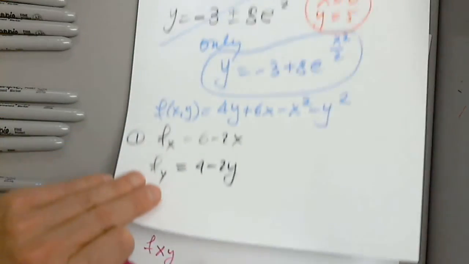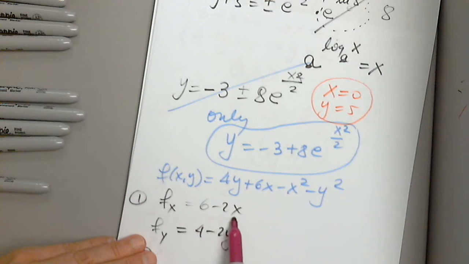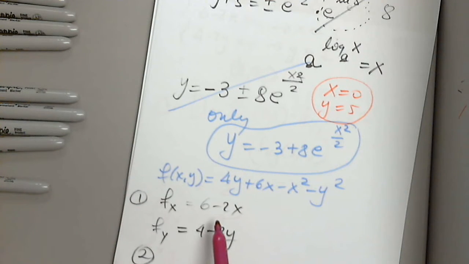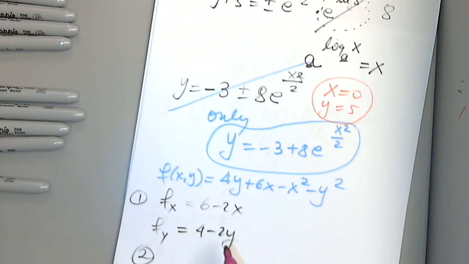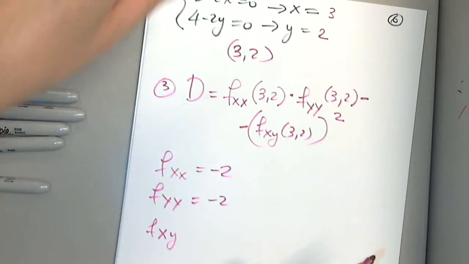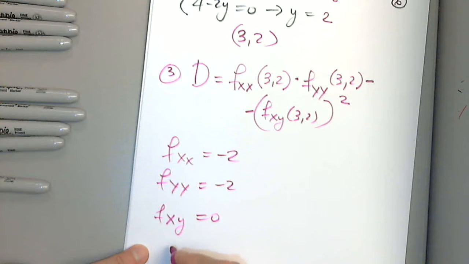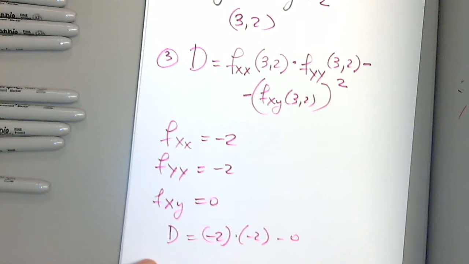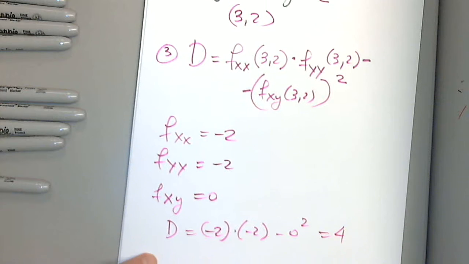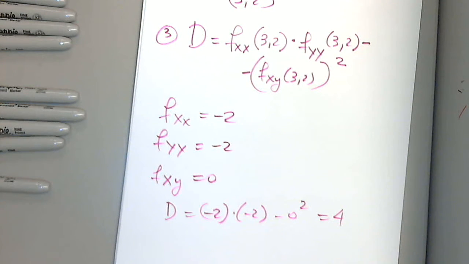So let's go to this one. So let's differentiate this with respect to y. Exactly. Now I put everything together in D. So D will be -2 times -2 minus 0. If you want 0 squared, it doesn't matter. So this is 4. And now remember the results of the test.